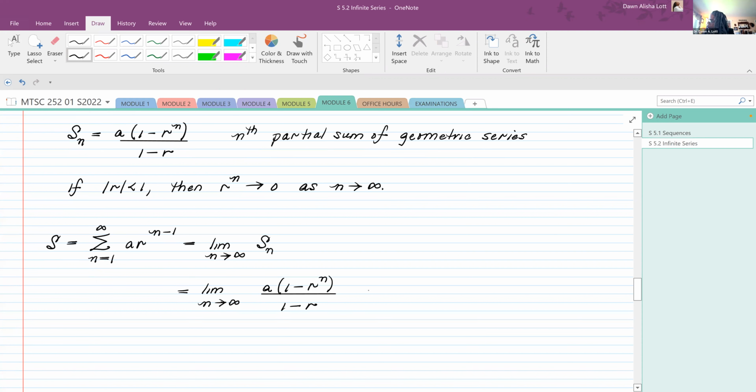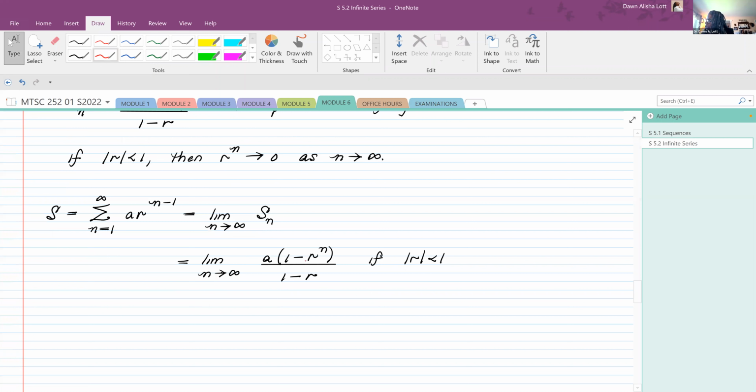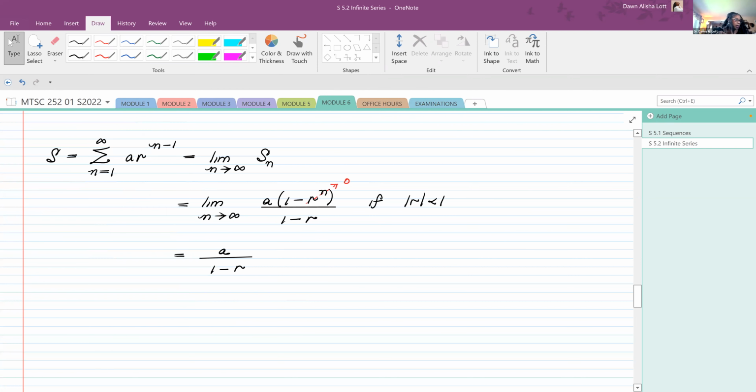And if the absolute value of R is less than 1, then this R to the N will go to 0. And we see that the sum of our series, there's no R left in here, so we just get A over 1 minus R. Okay, so that means for a geometric series, we now know what its sum is.